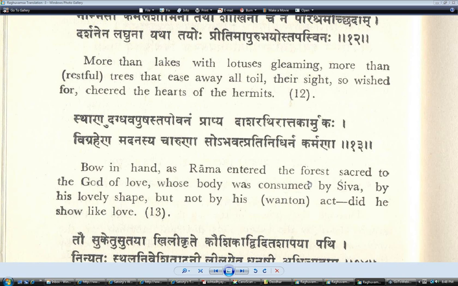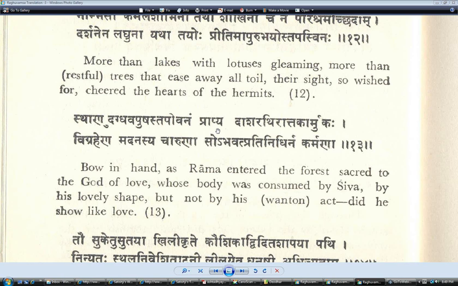The forest is what? The forest sacred to the god of love. Okay. Now I think what he says is that Madanasya Tapovanam. I think he didn't use the word tapas practically. He just said forest. Okay, I guess forest which was meant for austerities or conducive to austerities, of the god of love, whose body was consumed by Shiva.